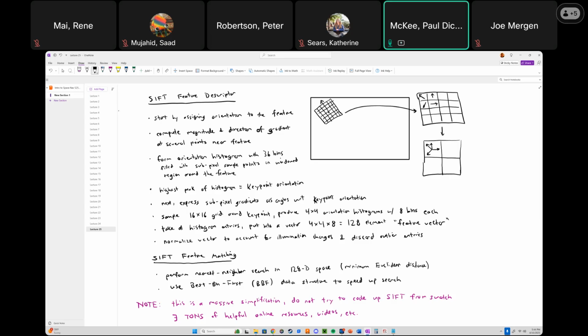So there's 16 bins. Yes, then, sorry. There are 16 histograms. Each has 8 bins. Yes, but where it says 4 by 4 orientation histograms, produce 16. That's what I mean. There are 16 histograms.